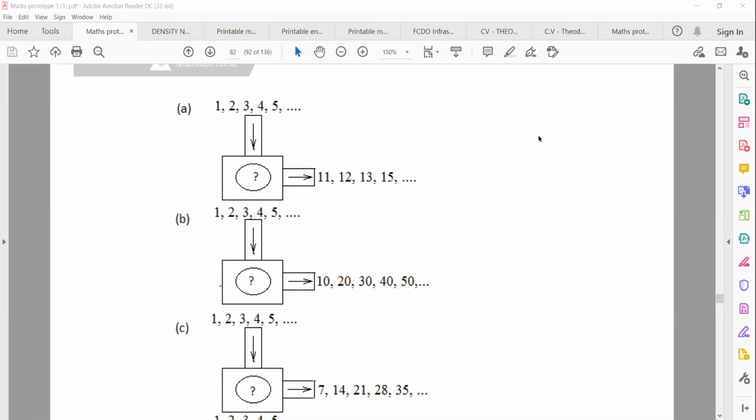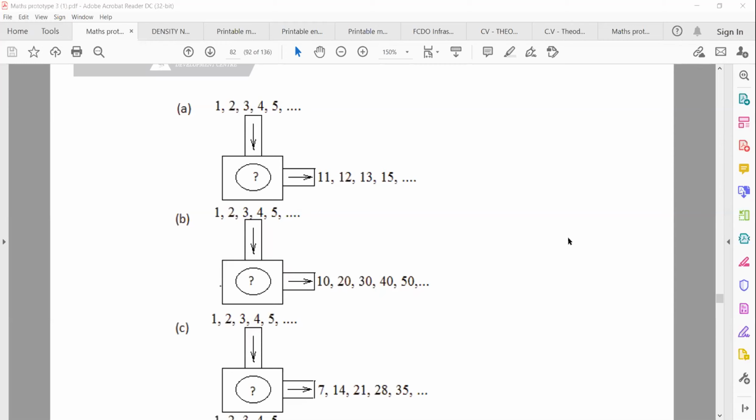Can you make that correction? There is a missing 14, then 15 and so on. So what has this machine done? So many hands are up. I can see many hands. Can we hear from Esther Atwere? Esther? It has added 10. 10 plus 1, we get 11.